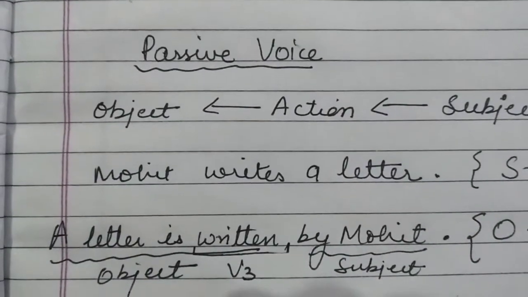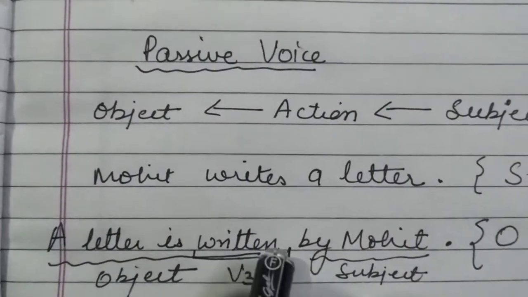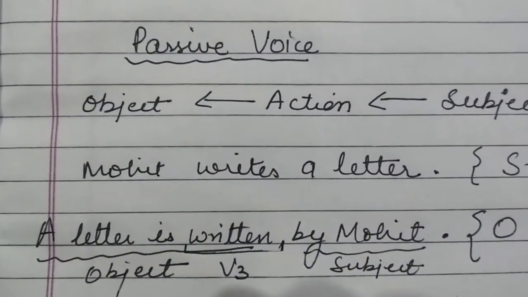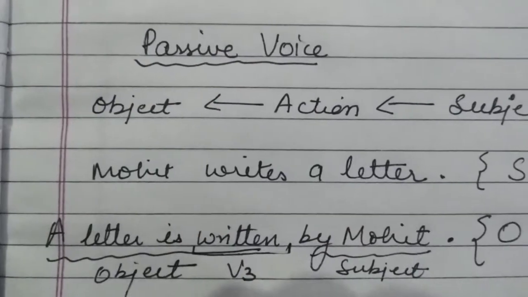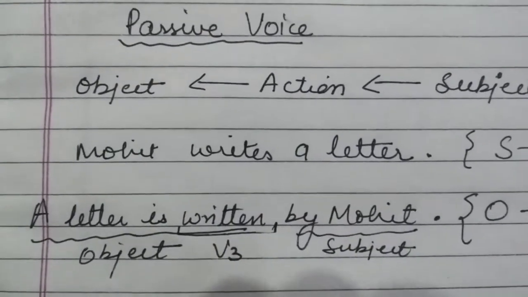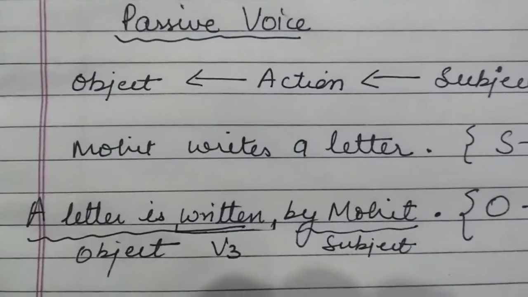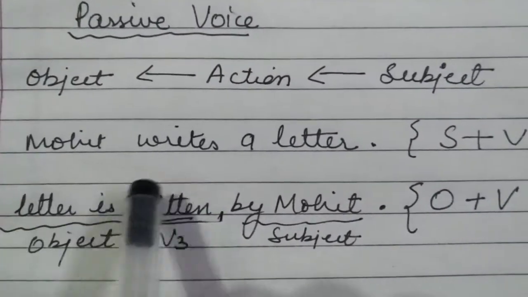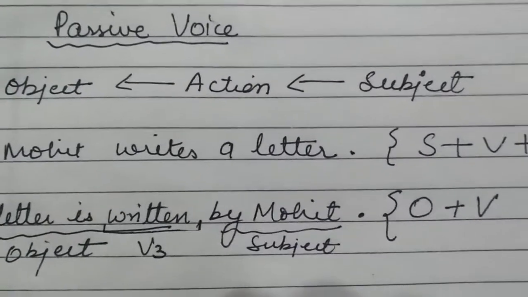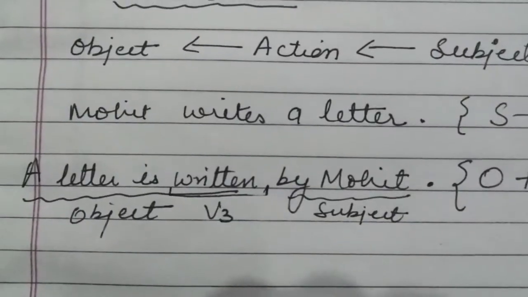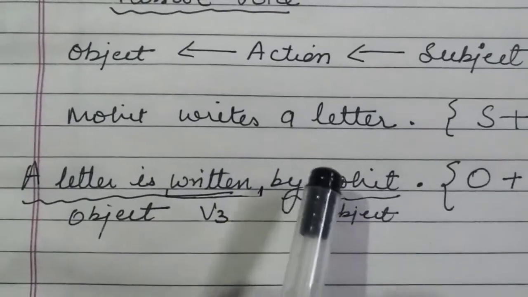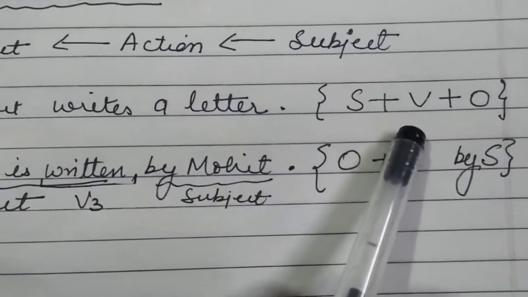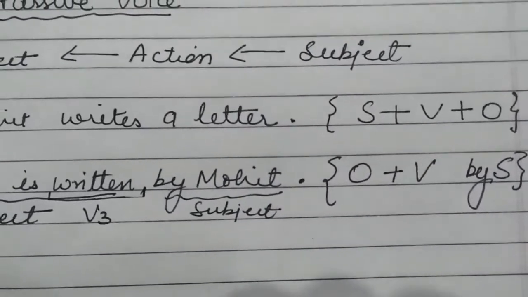Now children, let's look into the passive voice. Passive voice is used to show interest in the person or object that experiences an action rather than the person who is performing the action. Okay, the whole order here is reversed. Let's see the same example. Mohit writes a letter. So here the subject Mohit is doing the action, and the sentence structure is subject plus verb plus object.